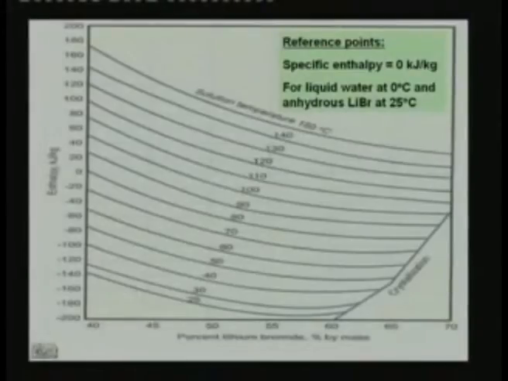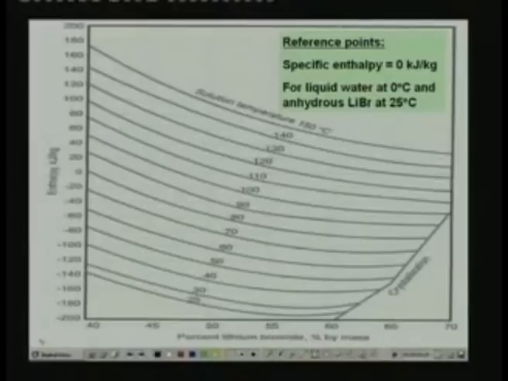So this is a typical enthalpy concentration temperature chart. You can again see here that the x-axis is the concentration, or zeta, in percentage. On the y-axis you have the enthalpy of the solution, and this data is available for different solution temperatures. You can see 25, 30, 40. These are all the constant solution temperature lines.